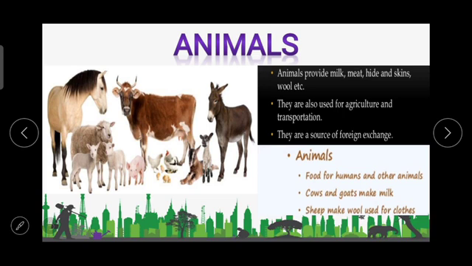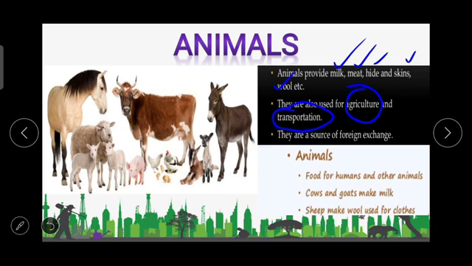Nowadays we have a number of loading vehicles, but if we talk about the past, then human life totally depended on these animals for moving from one place to another place. Then the goats, cows, buffaloes are used as milk animals. Then meat, eggs, bone, powder, hide, etc. are other products we get from animals. So animals provide milk, meat, hide and skins, wool, etc. They are also used for agriculture and transportation.